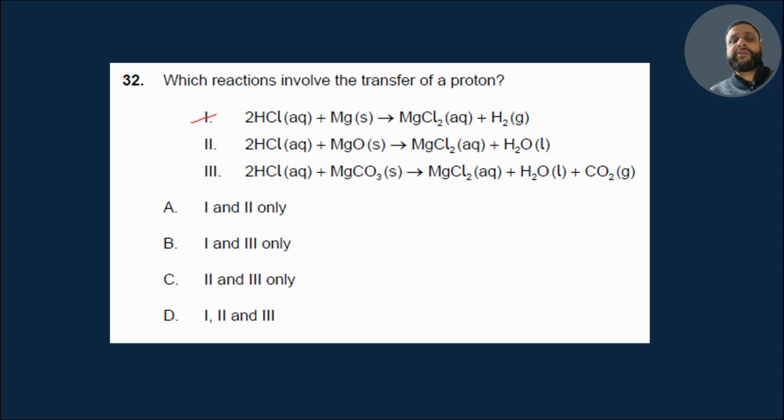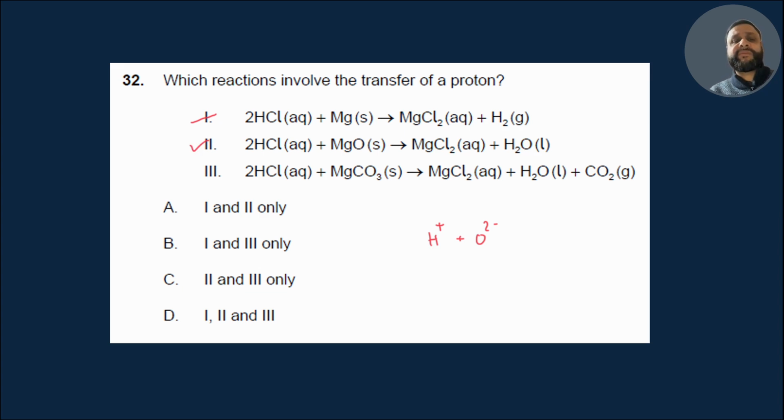Number 2, hydrochloric acid reacts with magnesium oxide forming magnesium chloride plus H2O. So that is an example of neutralization, and we can see there is a transfer of proton. So H+ reacts with the oxide ion forming water. So number 2 is right.